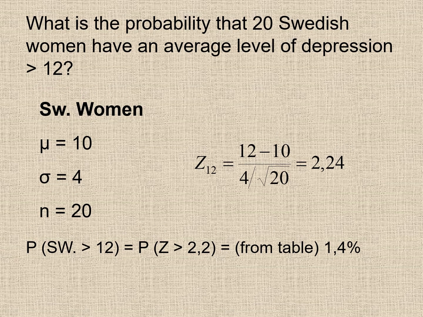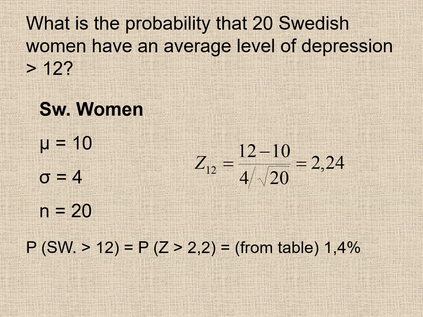Let's take another example. We ask ourselves, if we draw a sample of 20 Swedish women, what is the probability of them having an average level of depression above 12? So let's say that Swedish women on variable depression have a population mean of 10 and a population standard deviation of 4, and the sample size here is 20.